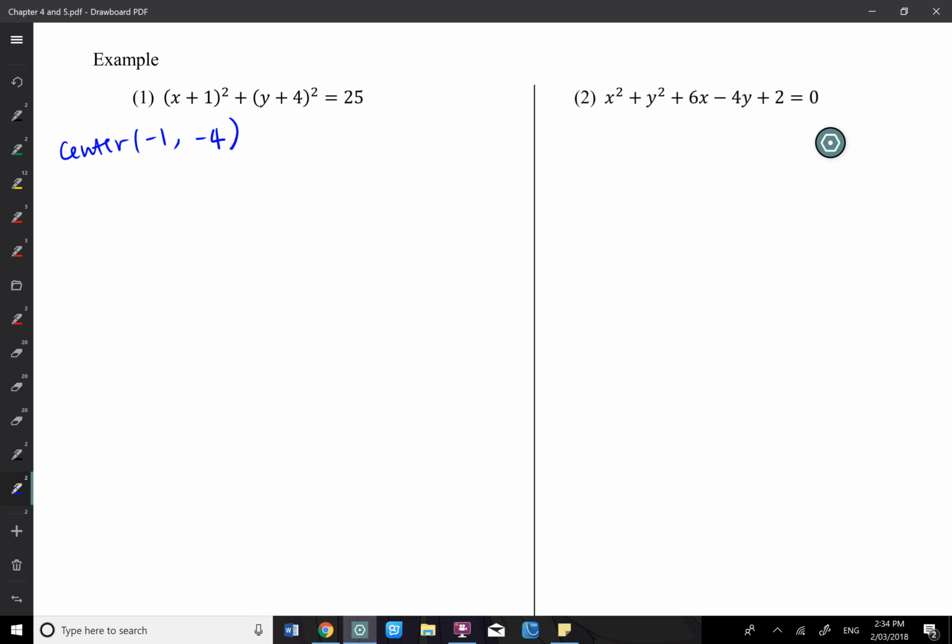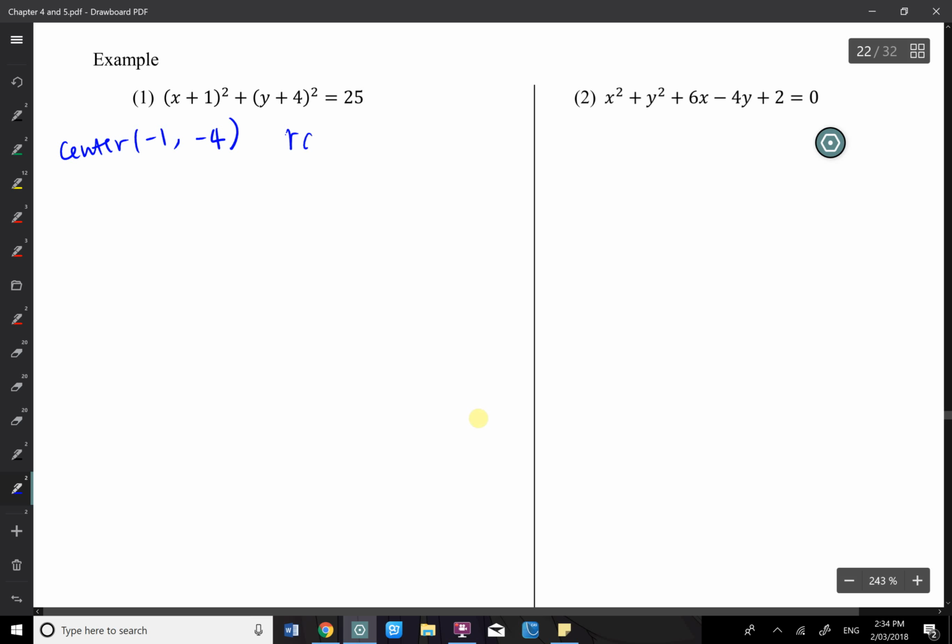So we make x plus 1 equal to 0 and y plus 4 equal to 0. We get minus 1 and minus 4. That will be my center. And the radius equals 5, because it's the square root of 25, which is 5.